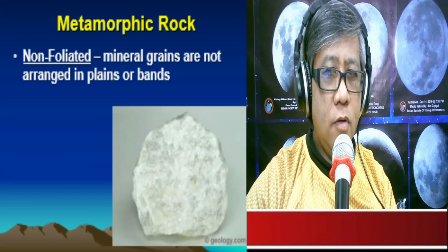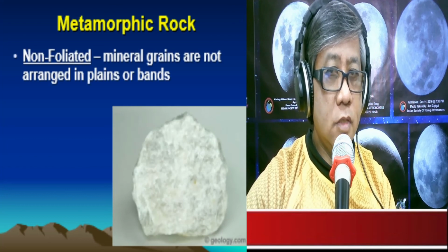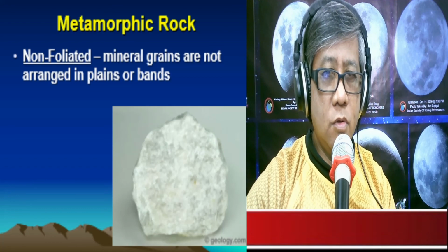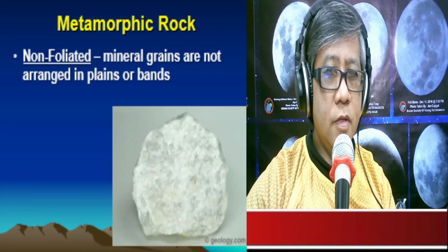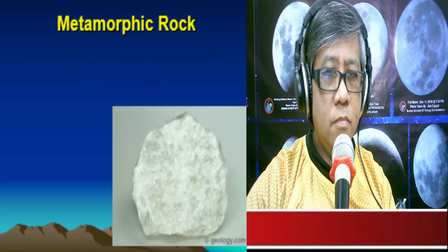Now, non-foliated metamorphic rocks are metamorphic rocks in which the mineral grains are not arranged in planes or bands. Meaning that the metamorphic rock does not exhibit any banded or striped appearance. And the best example of a non-foliated metamorphic rock is marble.